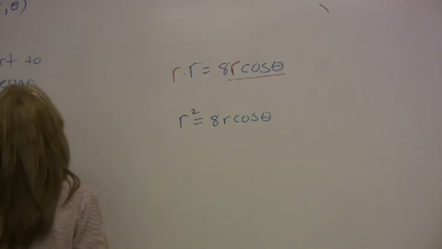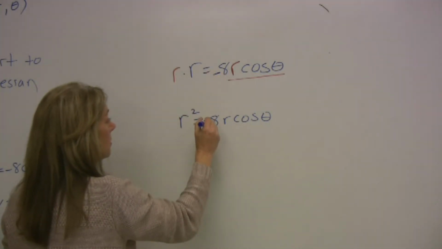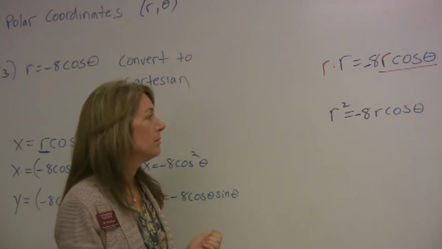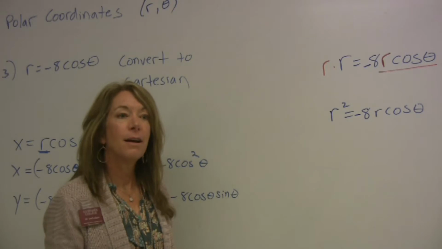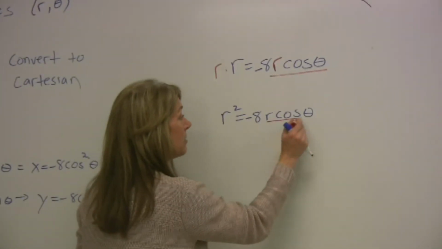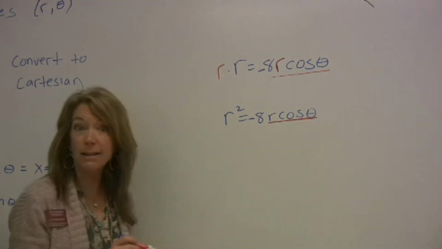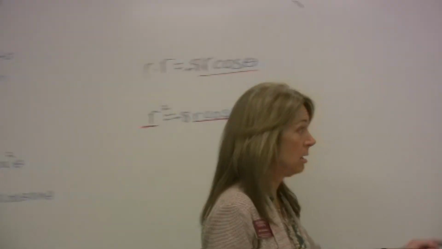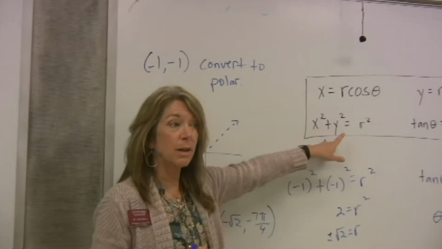I lost the negative. I dropped it, and I put it back. Thank you. Oh, but then we have r squared, which is x squared plus y squared. So he sees two things. This right here is our definition for x. But this is x squared plus y squared.